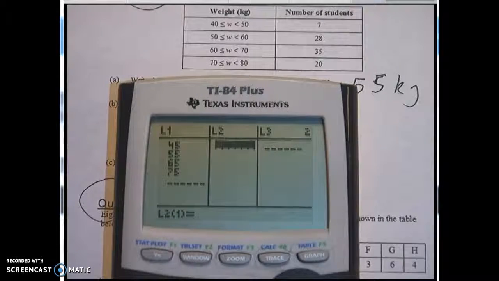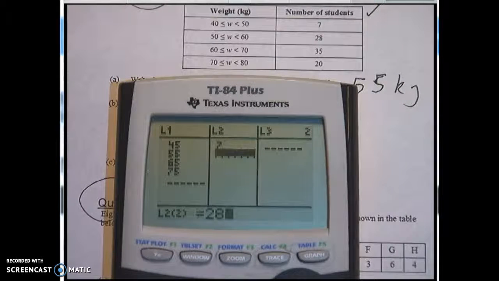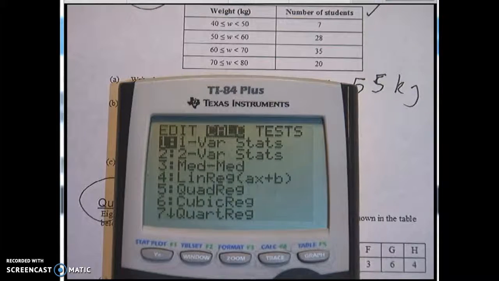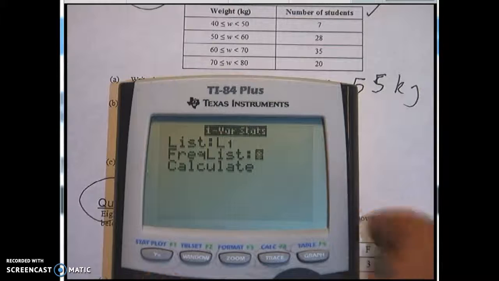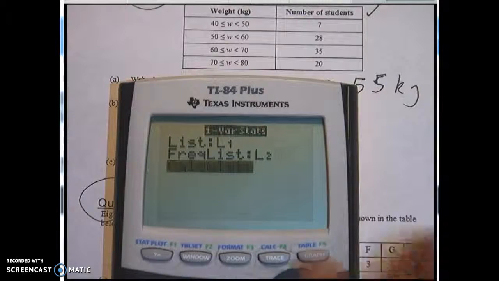And then the list 2, this is number of students. That's frequency data. I'm going to type in those frequencies in the list 2: 7, 28, 35, and 20. The calculator can calculate the mean and standard deviation for frequency data pretty easily. Stat, calc 1. List 1 is L1. And make sure this frequency list is L2 because we had frequency data. If it was raw data, we'd want to keep that frequency list empty.